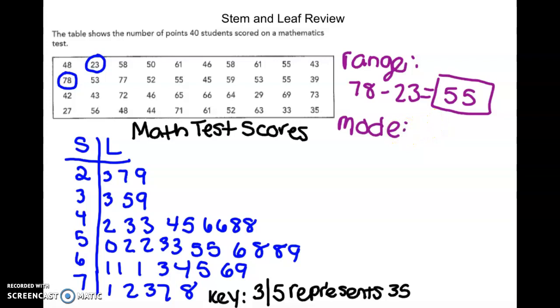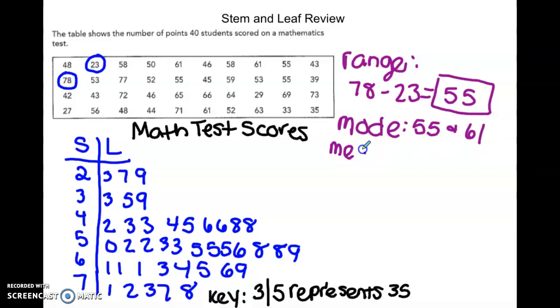Oh, that makes me realize I forgot a 5 here in our stem and leaf plot. Whoops. Okay, let's go back to our mode. We have two modes, 55 and 61, because they both happen 3 times each.